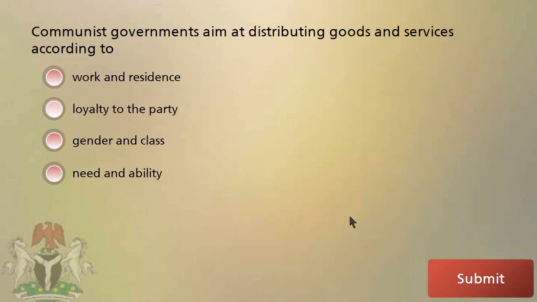Question 5. Communist governments aim at distributing goods and services according to: A. Work and residence, B. Loyalty to the party, C. Gender and class, D. Need and ability. In a communist government, there is social and economic equality. Goods and services are distributed according to the need and ability of the citizens. So the right answer will be D, which is need and ability.